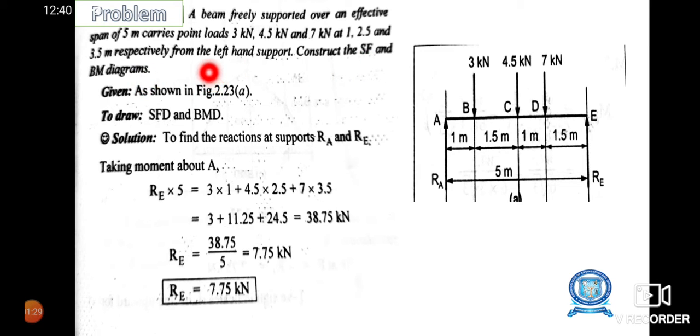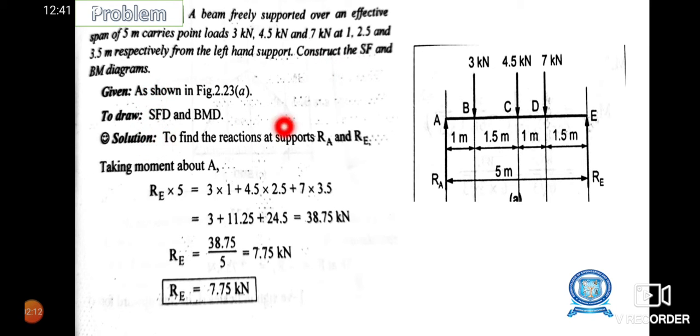So once again I will read the problem, listen carefully. A beam freely supported, so that type of beam is a simply supported beam. Freely supported or simply supported, both are the same. A beam freely supported over an effective span of 5 meter carries point loads. So the total length of the beam is 5 meter, with 3 kilonewton, 4.5 kilonewton and 7 kilonewton point loads at 1, 2.5 and 3.5 meter respectively. That is the distance at which each load is applied on the beam. Construct the shear force and bending moment diagram.